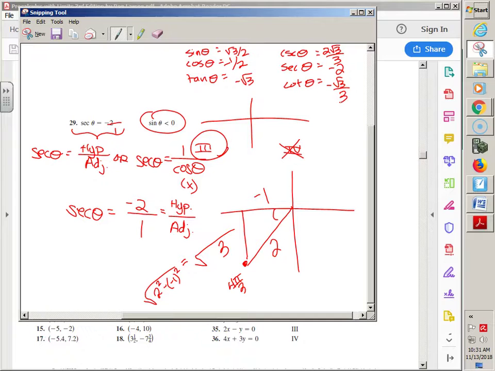But how I got it was I looked at this. Secant is, or you could have gone and said cosine is, if that's easier, and you could say adjacent. So I had to put over 1 and then flip, and then I know this one, and I know that one, and I use Pythagorean to find that one. Then I can just do SOHCAHTOA.